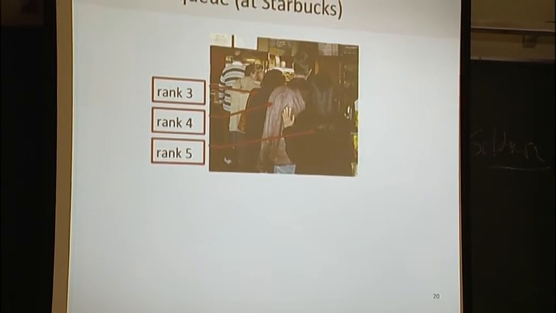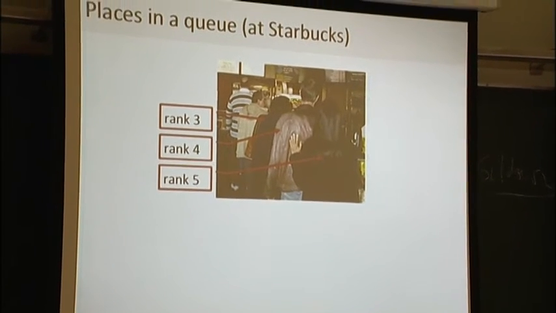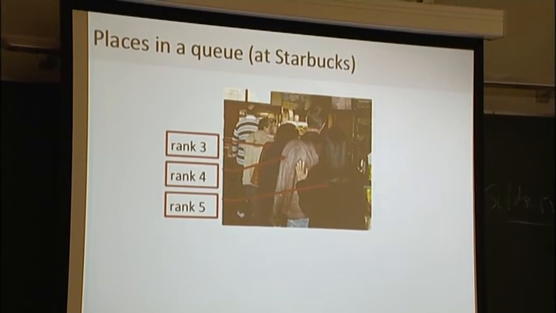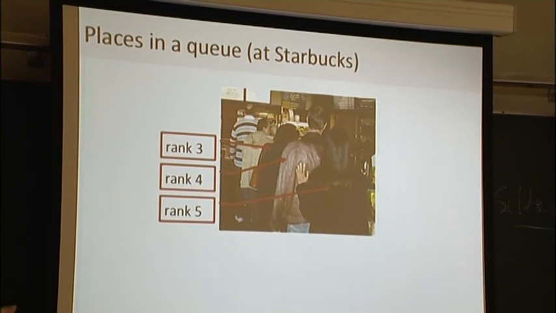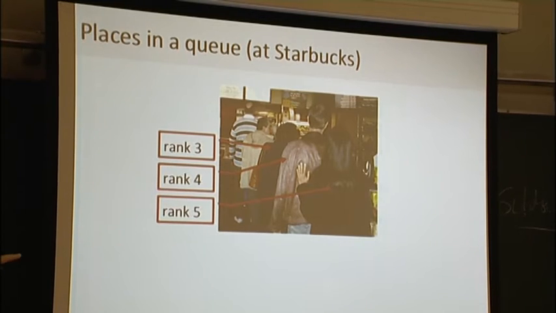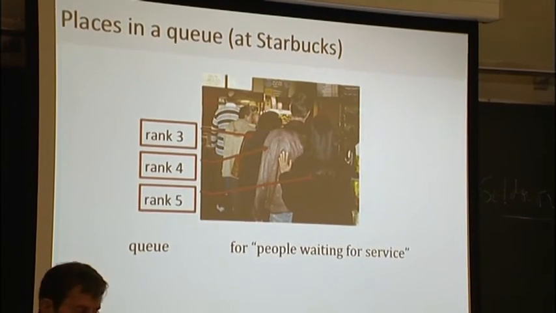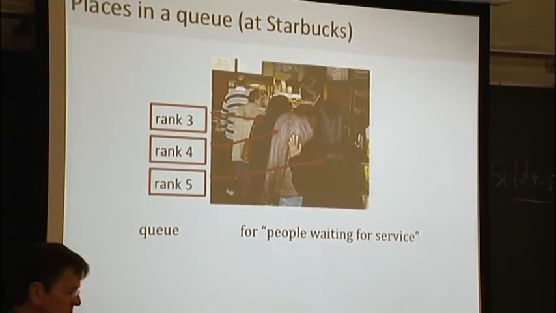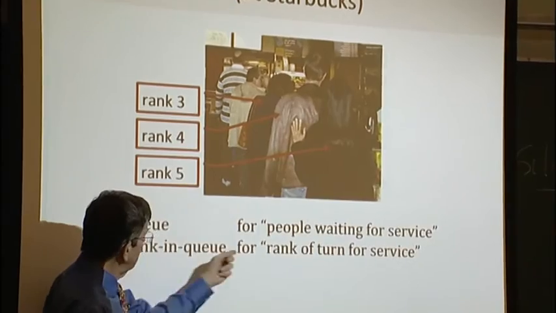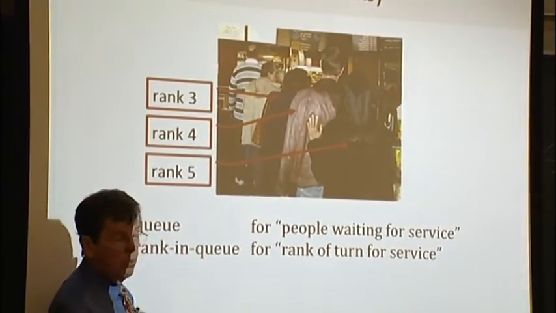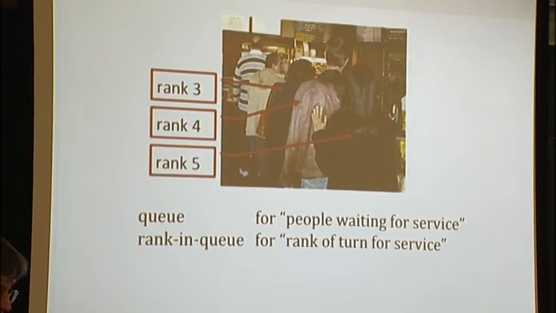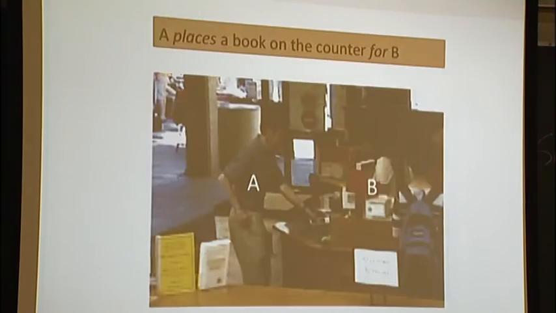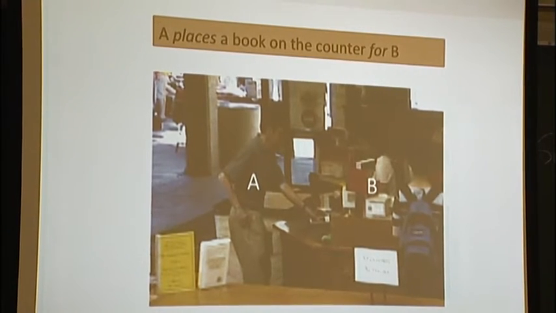Q is one of the really great ones because it's for people. And this is a Q at Starbucks in Watsonville, California. You can see that there's a rank order of these things. So the Q is for people waiting for service. You put yourself in the queue to say, I am waiting for service. But you know that your rank in the queue tells you what order you are for the service. So the person with first rank gets served first, and so on. I'm going to come back to those sorts of things here.